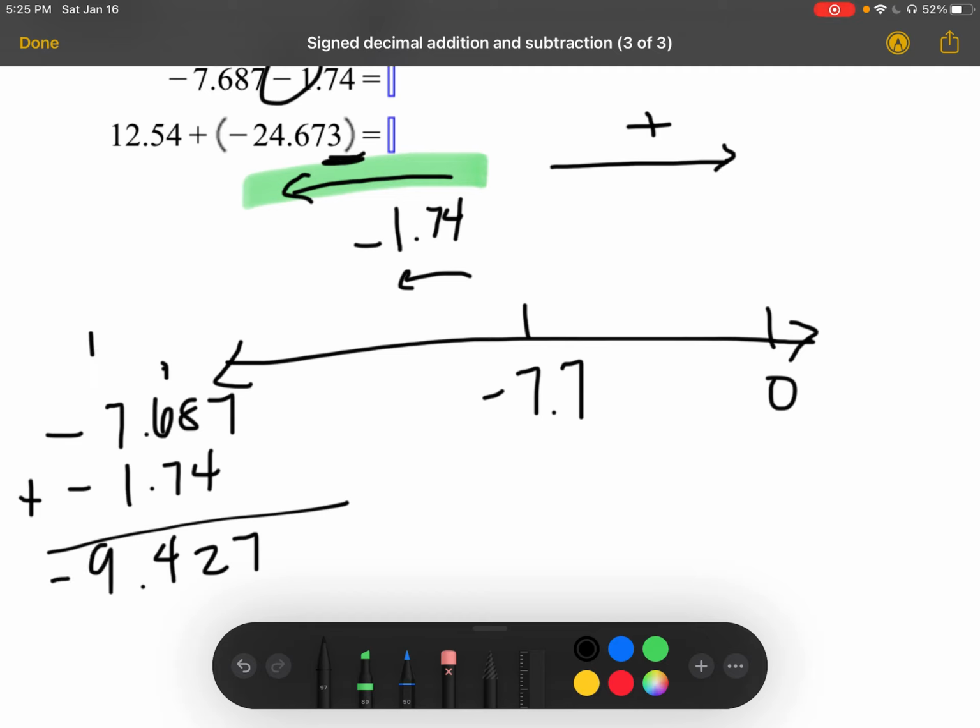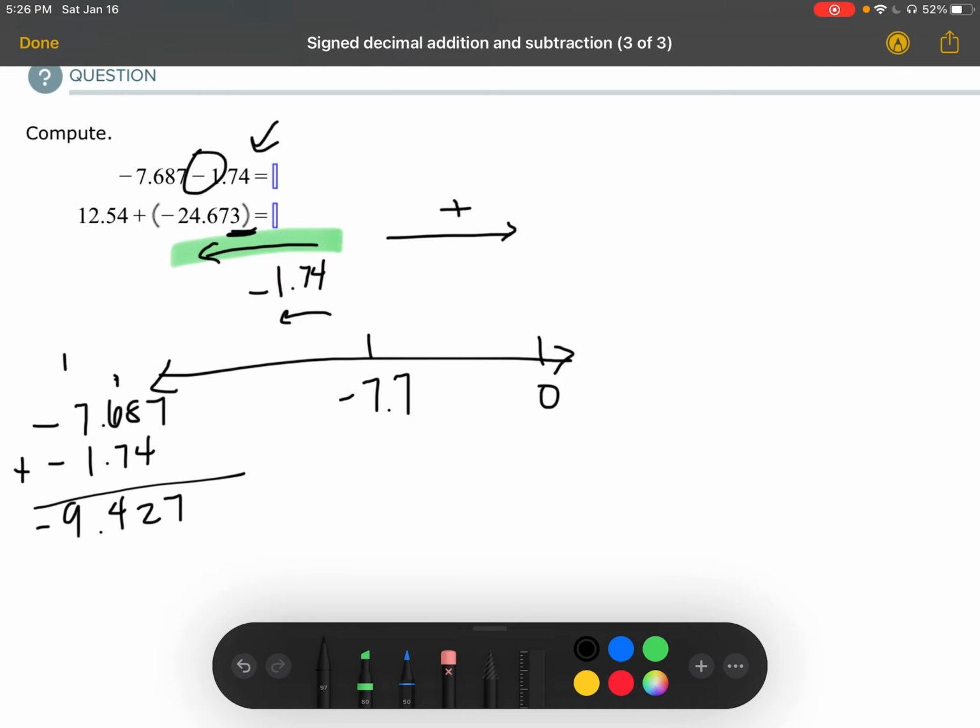Let me make sure I did that right. I'm going to throw that in my calculator real quick. Yeah, I know, I'm checking my work. I actually did it though, so come at me, bro. Yeah, 9.427. So this is my number right here. Okay, that is how I logically got to this conclusion. Okay, we're going to do the same thing for the next one.